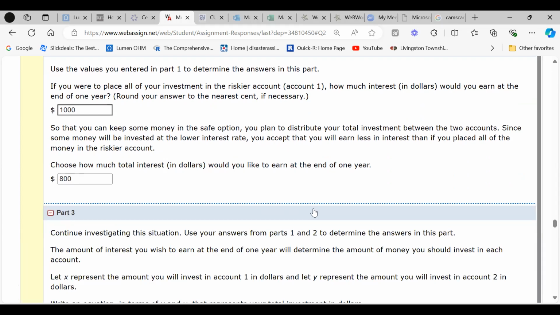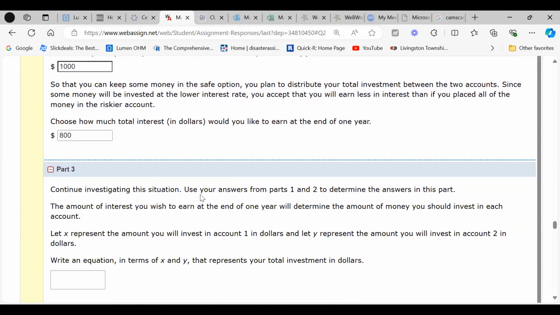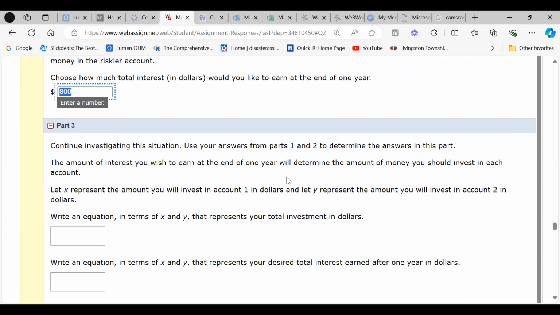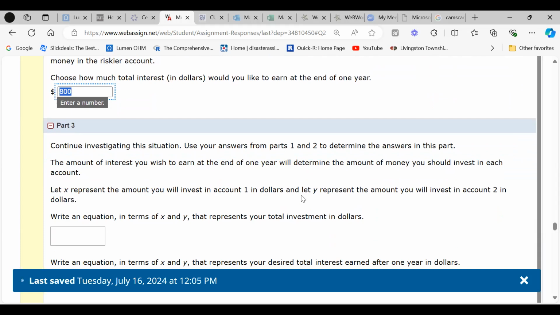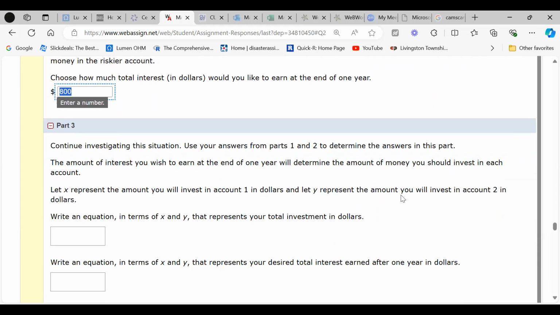Now, part 3. Continue investigating this issue. Use the answers from parts 1 and 2 to determine the answer in this part. The amount of interest you want to earn right now is $800. The interest you wish to earn at the end of the 1 year will determine the amount of money you should invest in each account. X represents the amount you will invest in account 1, and Y represents the amount of money you will invest in account 2. Write the equation in terms of X and Y that represents your total investment in dollars.